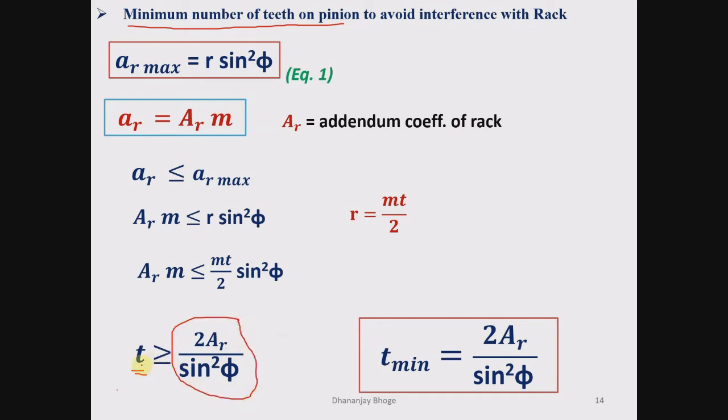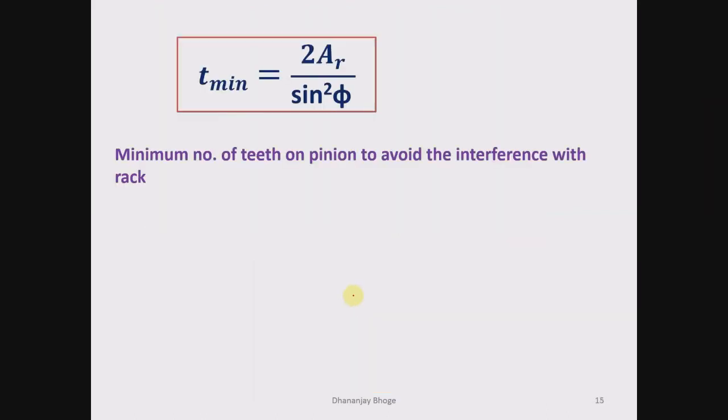That means the minimum number of teeth must be equal to twice AR upon sine square phi, where AR is the addendum coefficient of rack and phi is the pressure angle. So write the final equation for the minimum number of teeth on pinion to avoid the interference with rack. It's very simple: T minimum equals twice AR upon sine square phi.